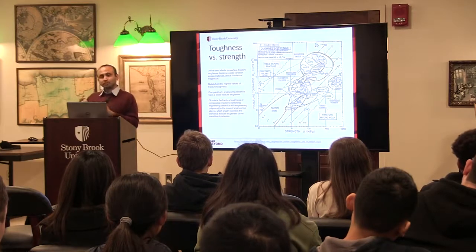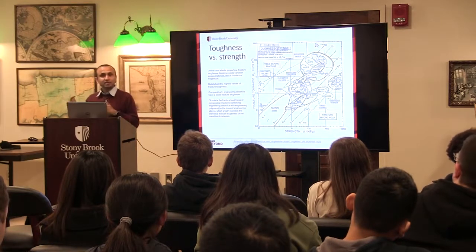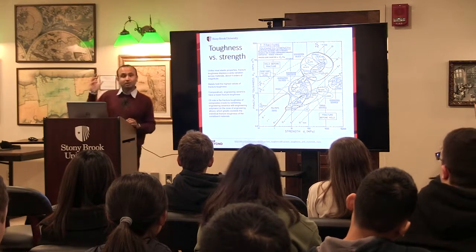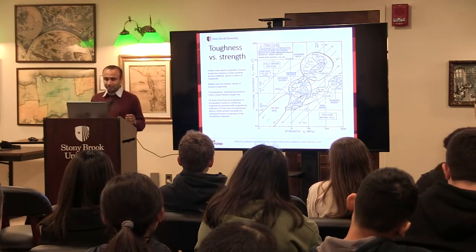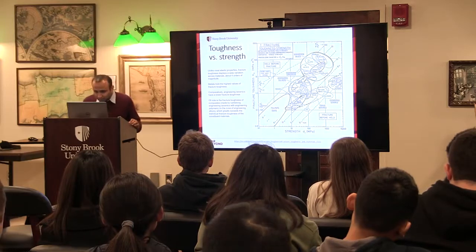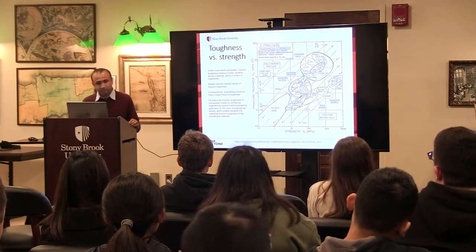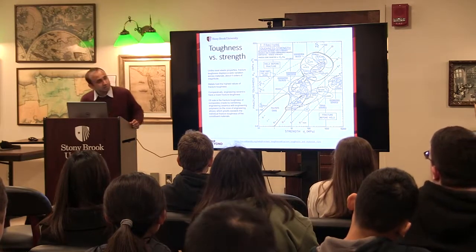So when you say something is strong, that doesn't necessarily mean it is tough. And we want the material to be tough, to dissipate a lot of energy of impact. So some of the materials here which have a high strength, is the cursor visible?